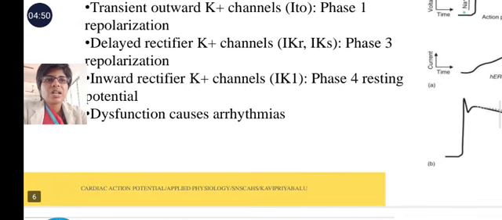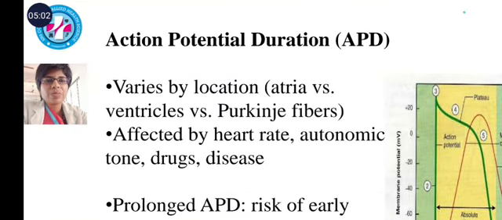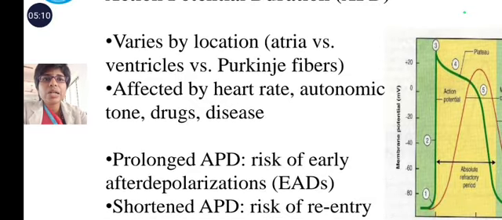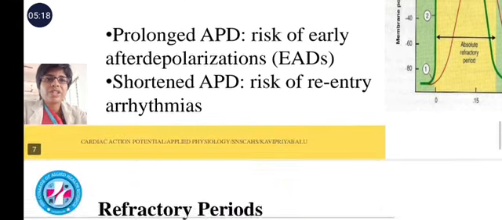Then dysfunction causes arrhythmias. If the action potential is not regulated properly, it causes arrhythmias, because action potentials happen in pacemaker cells. The various locations are atria, ventricles and Purkinje fibers. It affects the heart rate, autonomic tone and drug disease, and it is prolonged due to early after depolarization, and it is shortened due to re-entry arrhythmias.